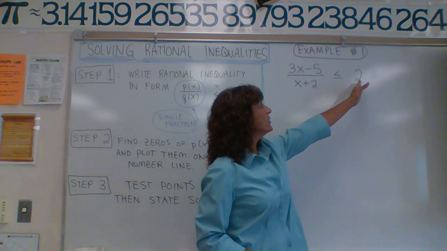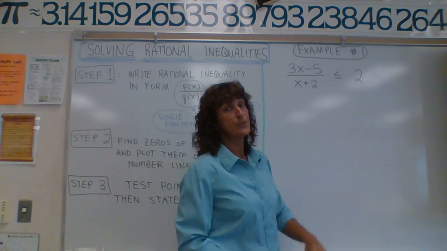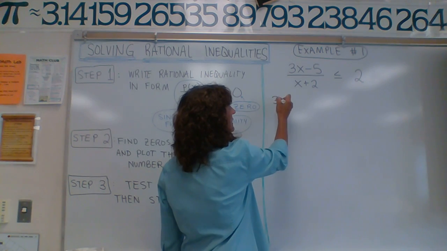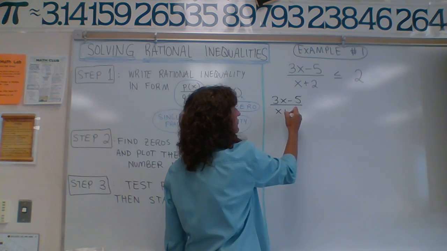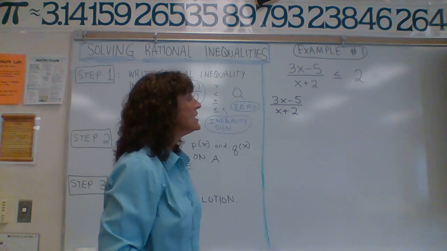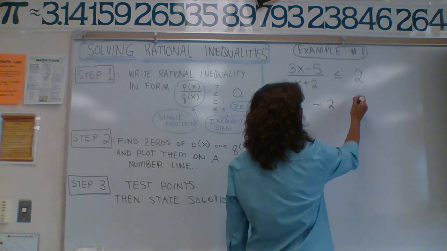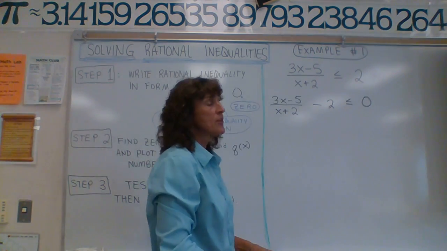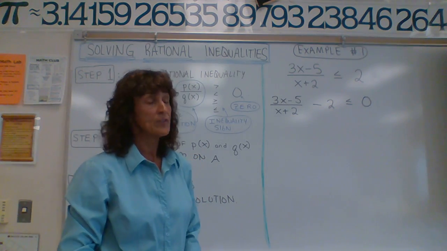We need to begin by moving the 2 over to the left-hand side. So we're going to subtract 2 from both sides of this inequality. So you have (3x minus 5), we'll just keep the fraction together here, over (x plus 2). Here's your left-hand side. But we want to subtract 2 from both sides. You want to subtract 2, less than or equal to, and when you subtract 2 from 2, you get a 0. Subtract 2 from both sides of the inequality. I want to do that first.